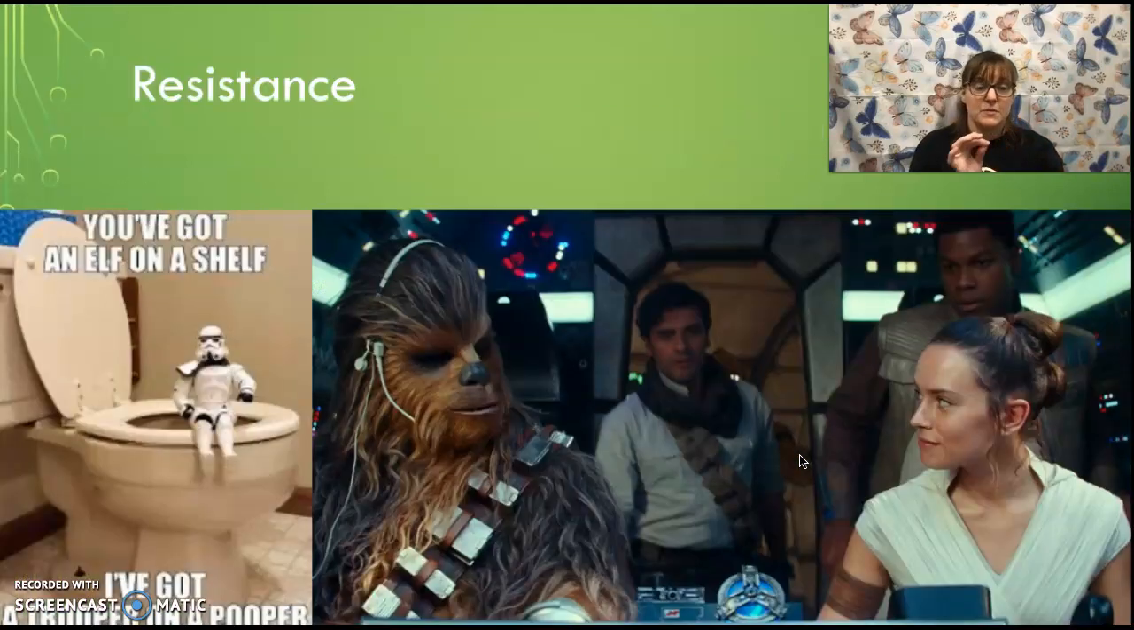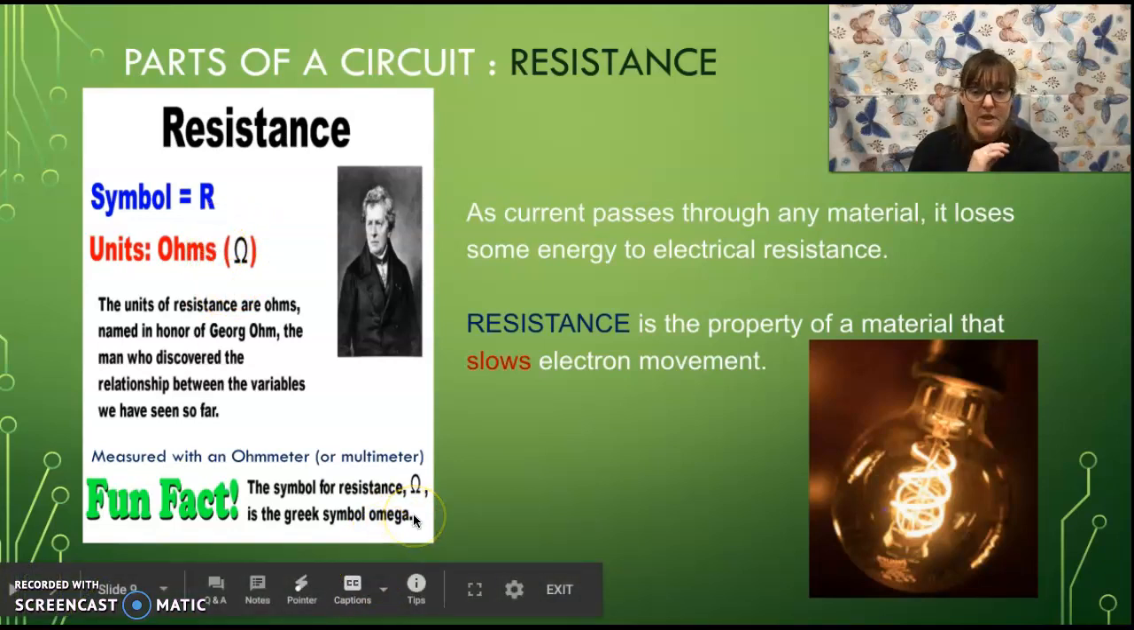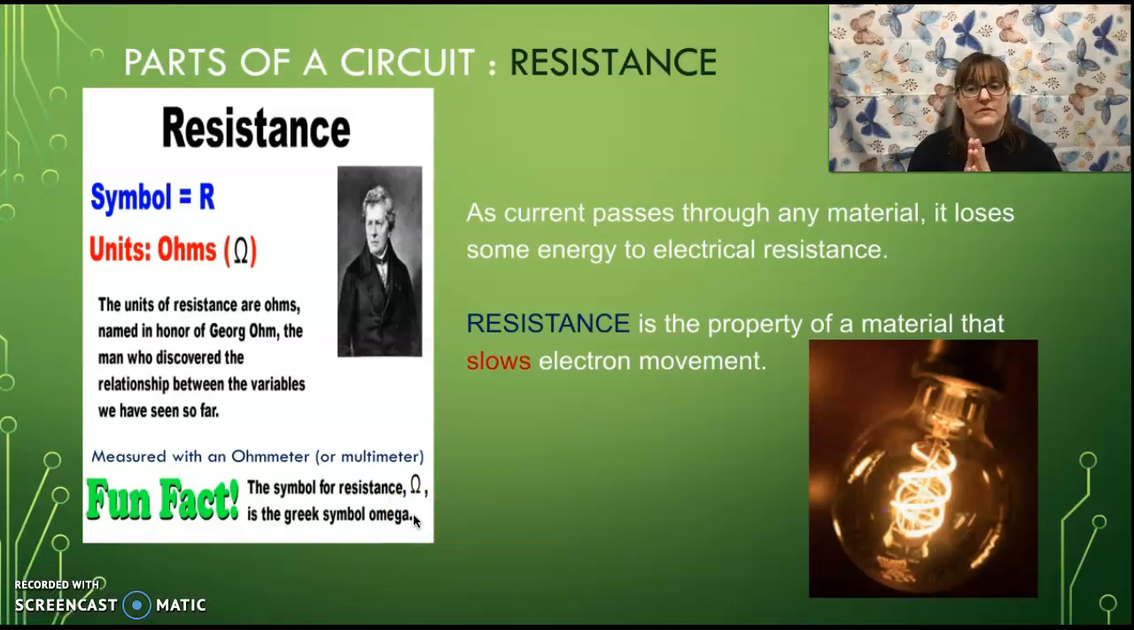So let's look at each part of the circuit on its own. We'll start with our resistors or the resistance. Resistance is measured with the symbol R in our formula and in the unit of ohms. The ohm, this lovely little horseshoe thing, I love drawing it, is actually the Greek symbol for omega. You use an ohmmeter to measure it, and it was named in honor of George Ohm, who discovered the relationships that we've seen so far. Also, he came up with the math formula. So if you really hate math, you need to blame George, not me.